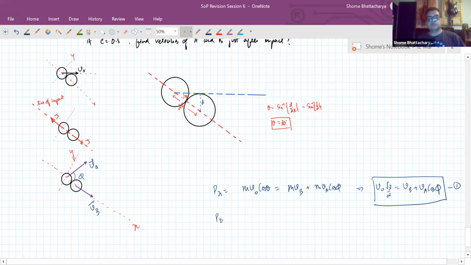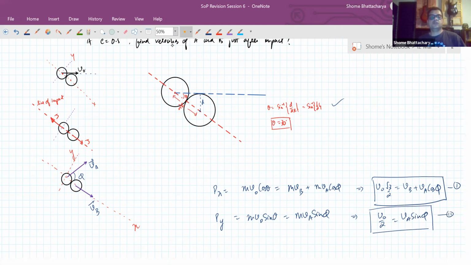Now, similarly, conservation of linear momentum along the y direction will give us m v0 sine theta in the first diagram is equal to m vA sine phi in that diagram. So we know that v0 by 2, because theta is 30 degrees, we've already worked that out, is equal to vA sine phi. So that becomes our second equation.